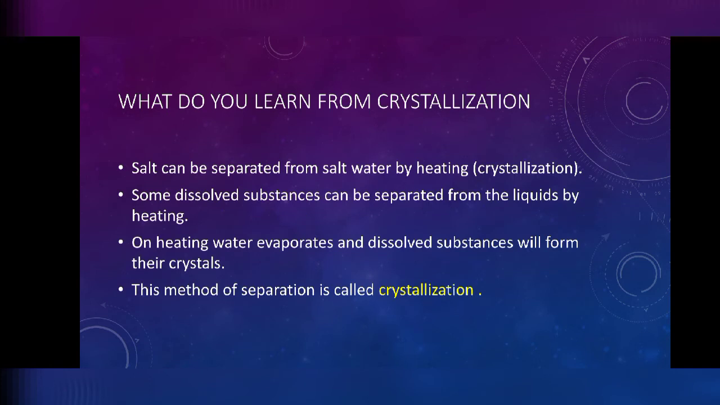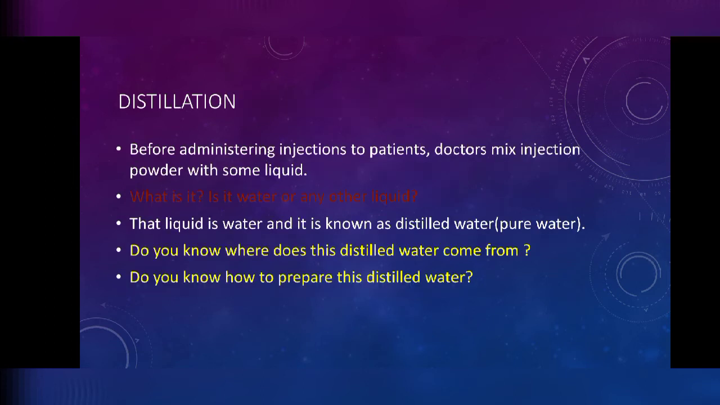What do you learn from crystallization, children? Salt can be separated from salt water by heating. Some dissolved substances can be separated from the liquids by heating. On heating, water evaporates and dissolved substances will form their crystals. So, this method of separation is called crystallization.